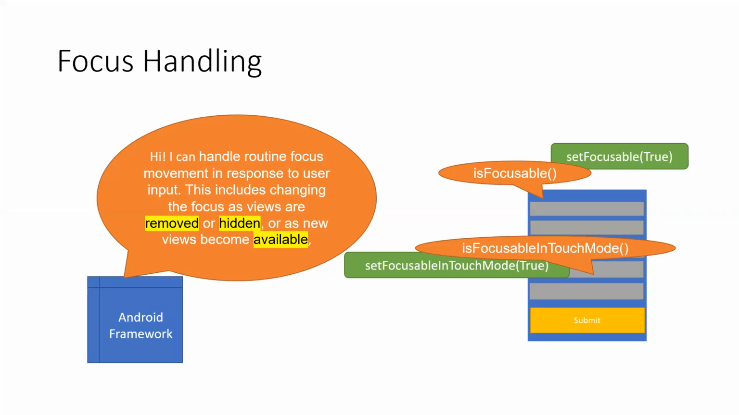The moment the user clicks on a particular element, it means the user wants that to be in focus, so the Android framework can handle that. It includes changing the focus as views are removed or hidden, or even when new views become available. Let's say the user has used some navigation key from a keypad. In that case, there is a method to check whether a control is focusable or not, because some of the controls might not be focusable.